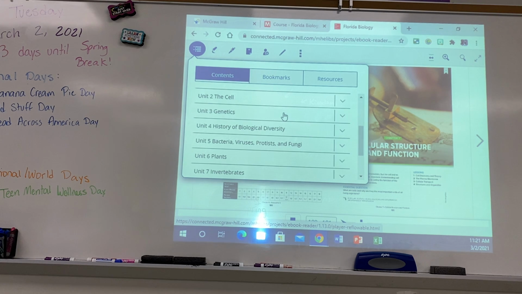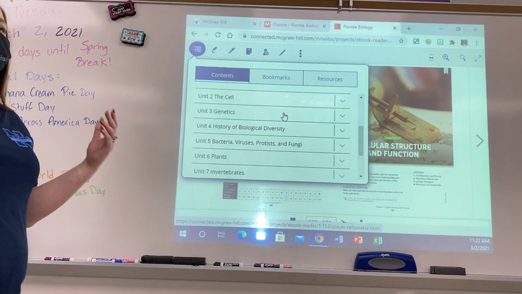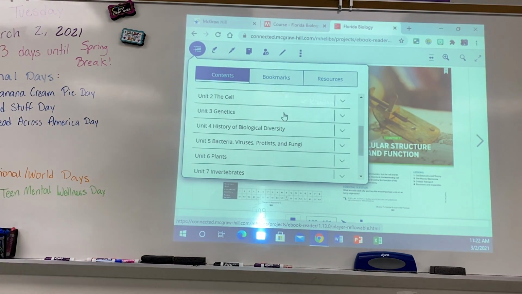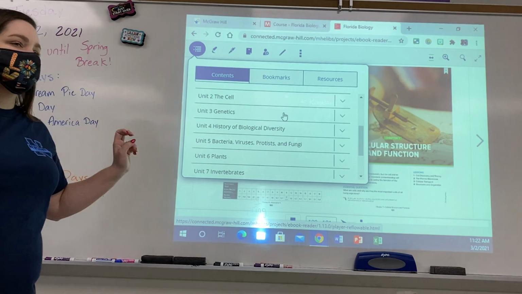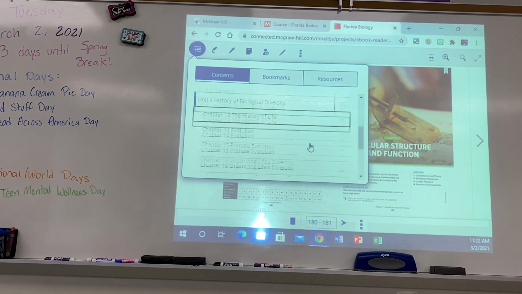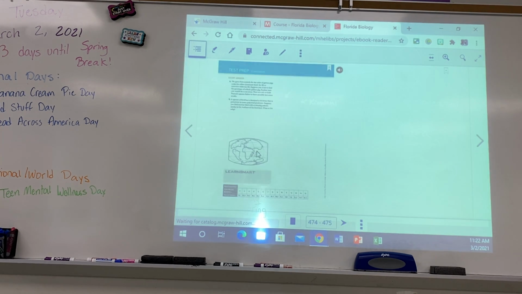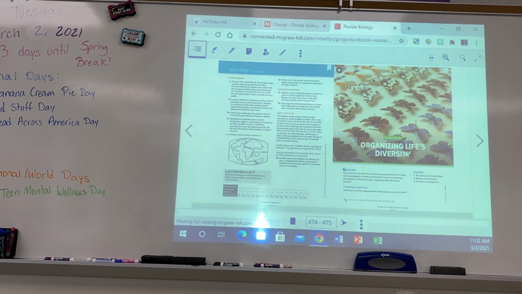Now, our curriculum that I'm given, that I teach you, is not aligned to the textbook. Welcome to Florida education. It would be too easy if that was the case. So we are actually technically, according to the textbook, in Unit 4. So we're going to get into Unit 4, and we're actually going to do Chapter 16, which is Organizing Life's Diversity. So then you would click on there, you would get onto Chapter 16, and then you would do whatever you needed to do. So now you can get out your textbooks.